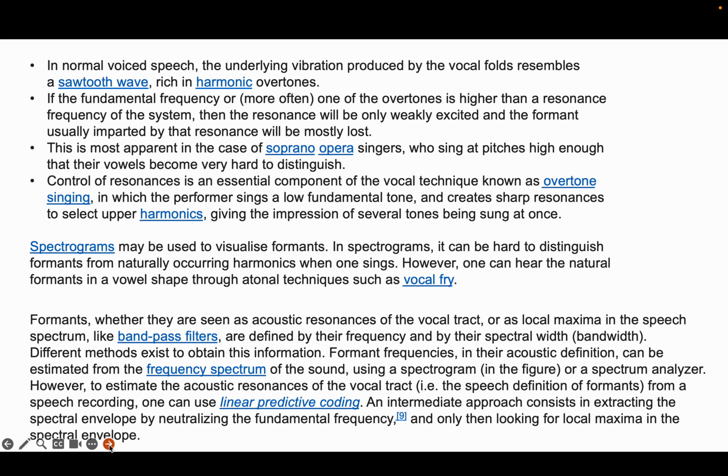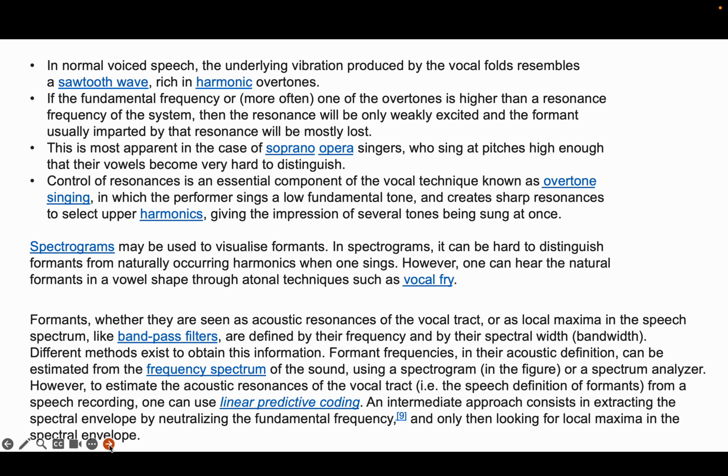An example of that is opera sopranos, who can hit very high notes and sing at very high pitches; you often cannot distinguish the vowel sounds. I don't know if any of you have ever, as a novice, listened to opera. It's one of the things that a lot of people don't care for about opera: you do lose some of the understanding of what's being sung if you're not a trained listener.